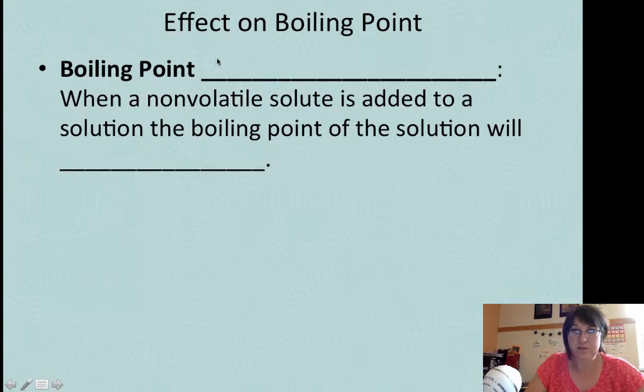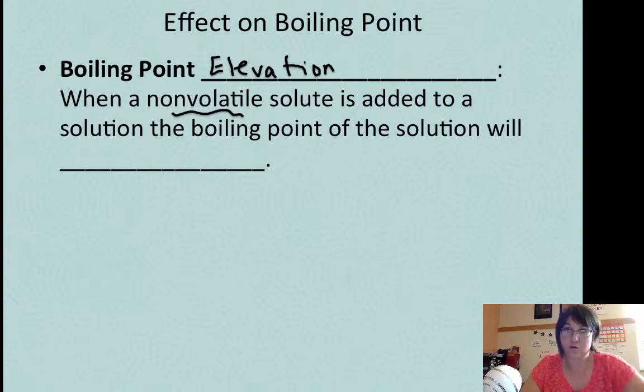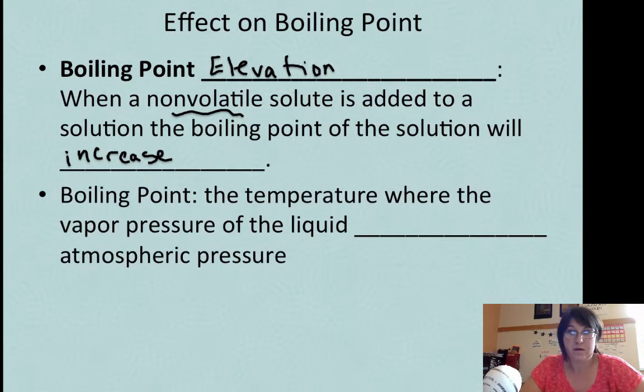The boiling point elevation basically describes why adding a non-volatile solute is going to require more energy to be added. So when a non-volatile solute is added to the solution, the boiling point of the solution will increase over that of the pure solvent. Boiling point simply describes the temperature where the vapor pressure of the liquid equals or exceeds atmospheric pressure. Once the vapor pressure is more than the atmospheric pressure, your liquid can boil.